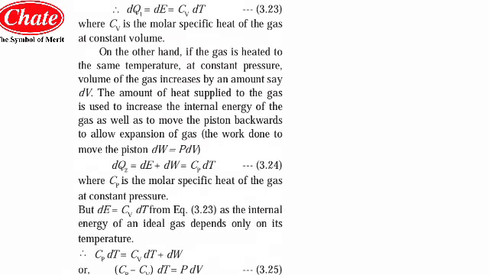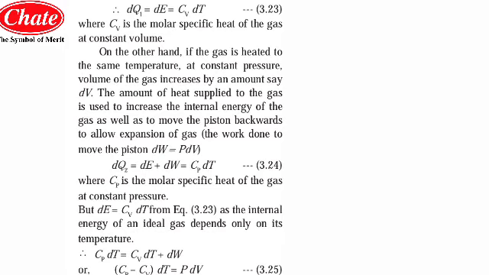Now for the explanation of Mayer's relation, consider 1 mole of ideal gas enclosed in a cylinder by a light, frictionless, airless piston. Let P, V and T be the pressure, volume and temperature respectively of the gas. If the gas is heated so that its temperature is raised by a small amount dT, but the volume remains constant, then the amount of heat supplied to the gas, dQ1, is used to increase the internal energy of the gas, dE.